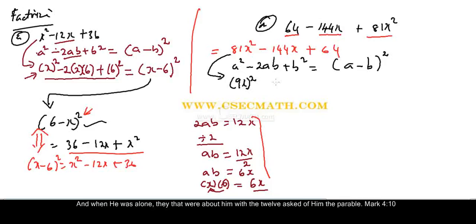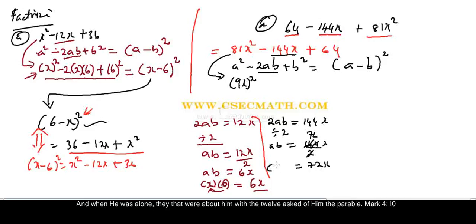My next mission is to represent 144x in the form of 2ab. So I will be equating 2ab with 144x. Dividing by 2 both sides, I would be getting ab equal to 144 divided by 2. Of course the x component is there, and that would give us 2 divides 14 7 times, 2 divides 4 twice. So I would be having 72x.